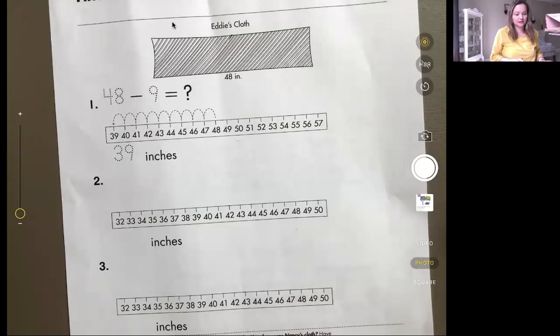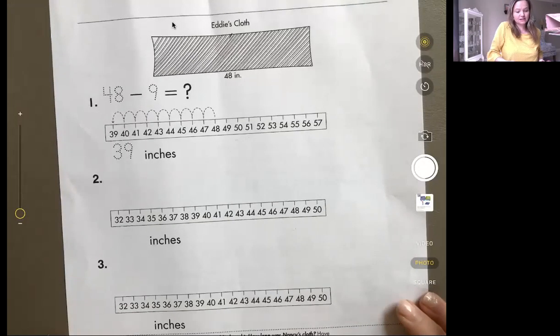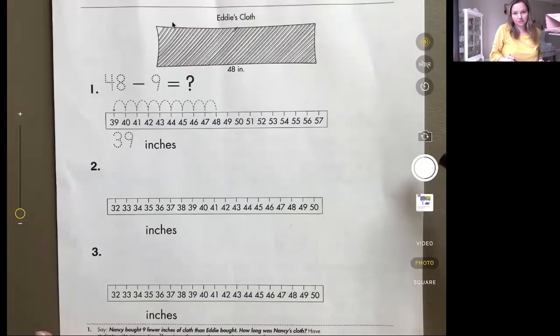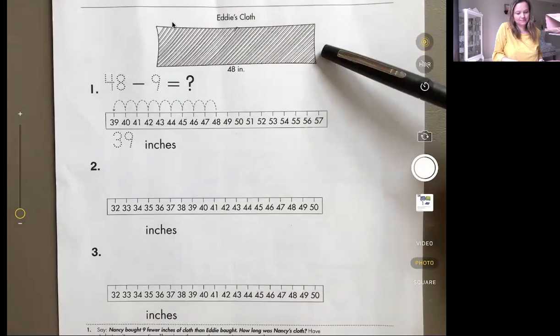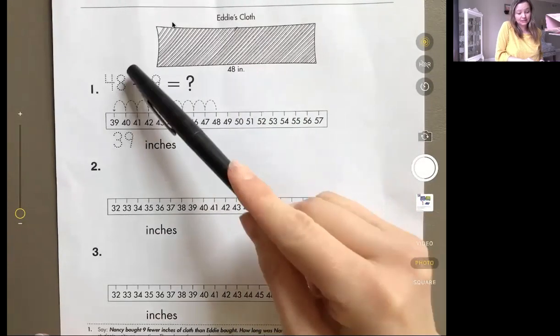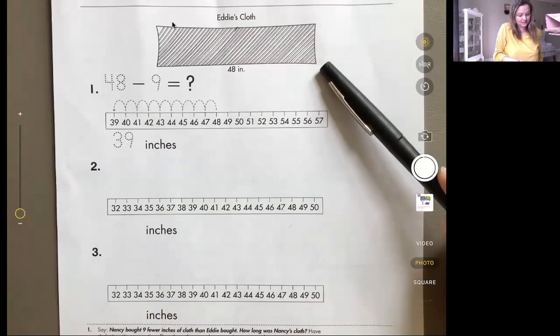Okay, so here we are. Looking at this diagram on top, it says that this is Eddie's cloth. So this is his cloth, this is his fabric. And right below it says 48 inches. So we're talking about the length of this is 48 inches.